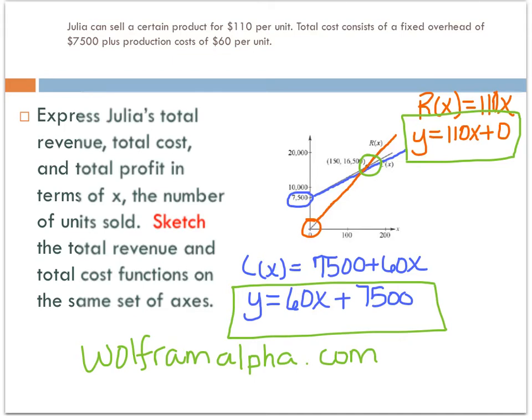If you go there, you can type in anything and it'll solve it or graph it and tell you what your points of intersection are. So it's a fabulous site. It'll do so much more than just graphing. It does every subject, actually. But anyway, that's a fantastic resource if you ever need it. All right, so let's move on to the next part of the question.